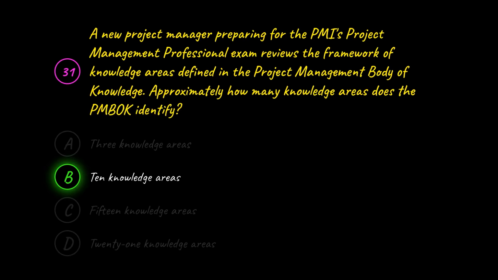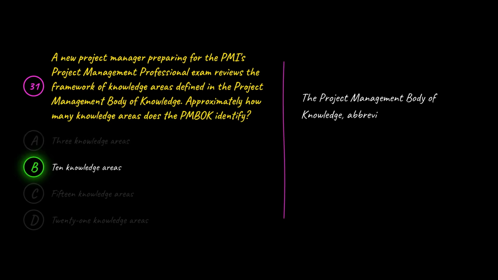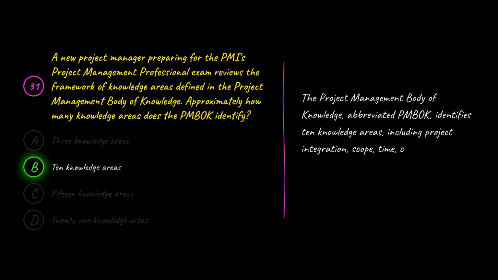The correct answer is B. 10 knowledge areas. B is correct because the project management body of knowledge, abbreviated PMBOK, identifies 10 knowledge areas, including project integration, scope, time, cost, quality, human resources, communications, risk, procurement, and stakeholder management. 10 is the correct count.